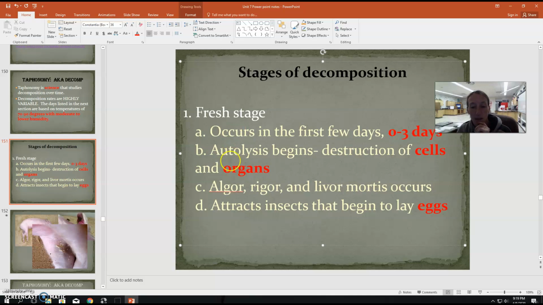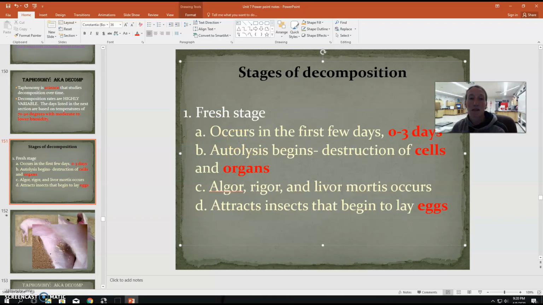Okay, so the third thing is we get right here to the insects. Immediately at time of death, if it's exposed to the outside environmental weather conditions and insects, flies are going to show up and they're going to start laying eggs. And I mean, one female fly can lay up to 200 eggs. And so immediately the body's going to be covered with eggs. Okay. So there's a lot that's going on in this fresh stage. All the mortises, autolysis, and then eggs are being laid by flies.